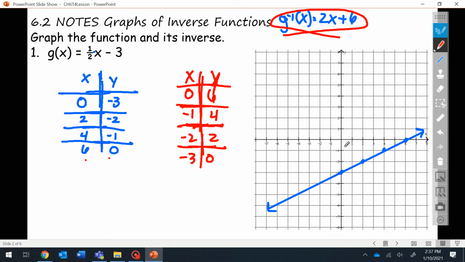When I graph these, I have 0, 6, negative 1, 4, negative 2, 2, and negative 3, 0. And I can connect these with a line.